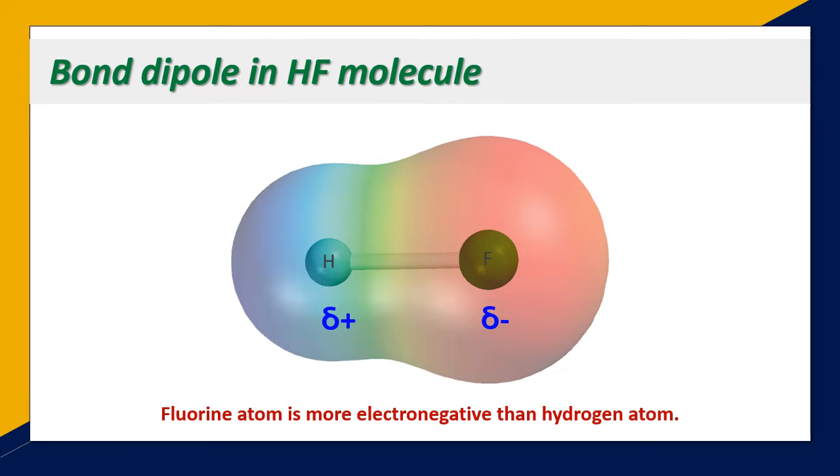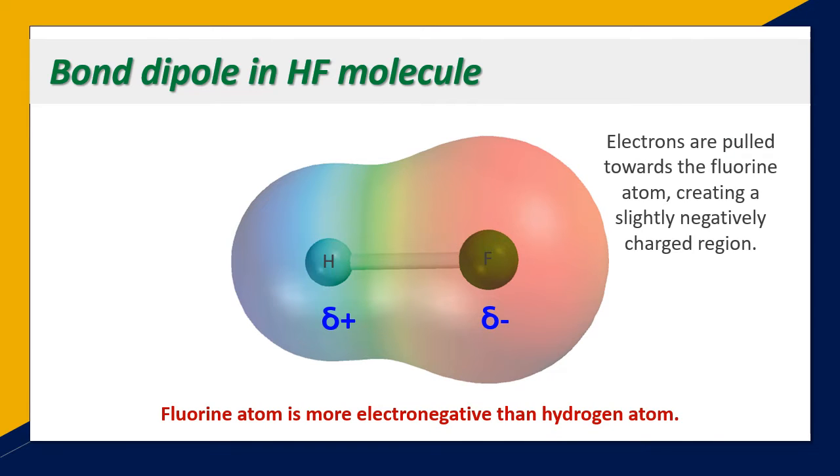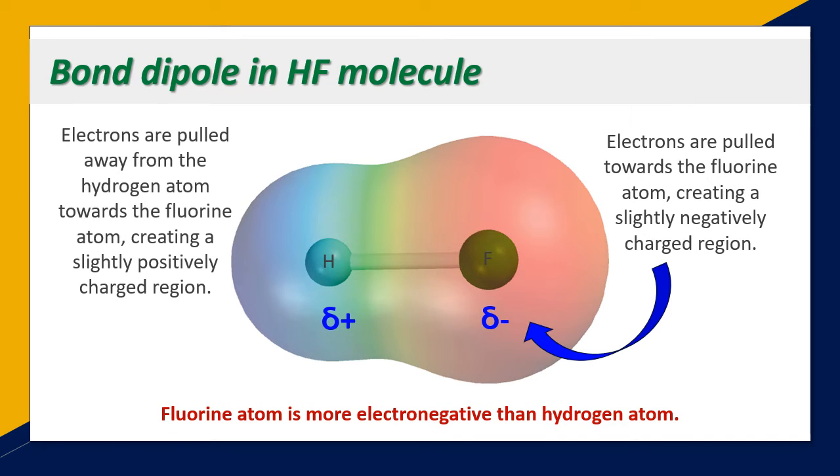In the hydrogen fluoride molecule, the fluorine atom is more electronegative than the hydrogen atom. Therefore, the electrons are pulled towards the fluorine atom, creating a slightly negative charge region. While for the hydrogen atom, the electrons are pulled away from the hydrogen atom towards the fluorine atom, creating a slightly positively charged region.